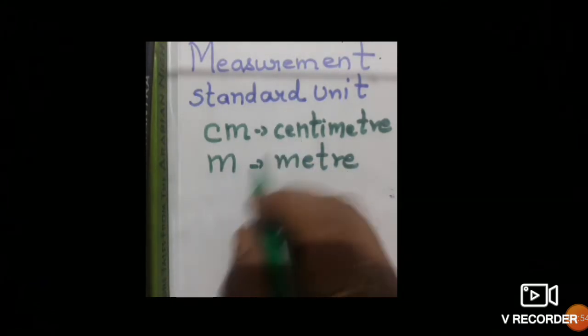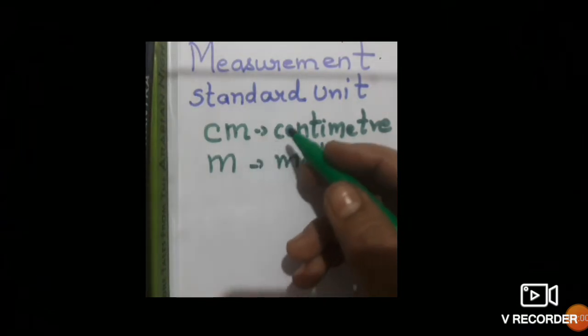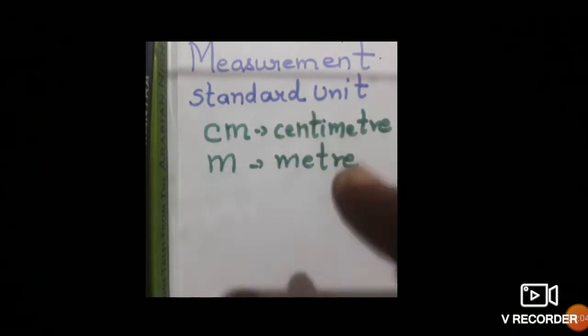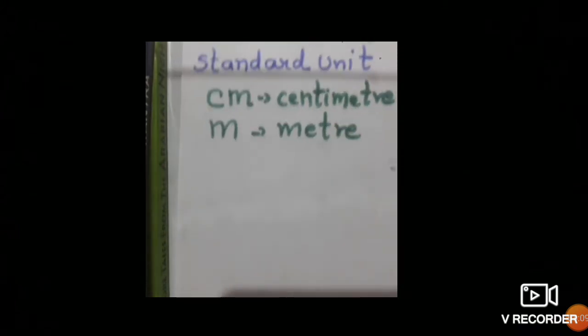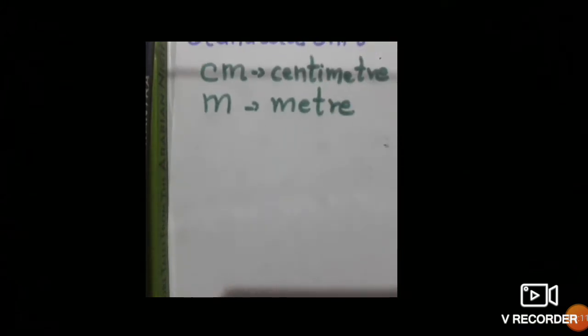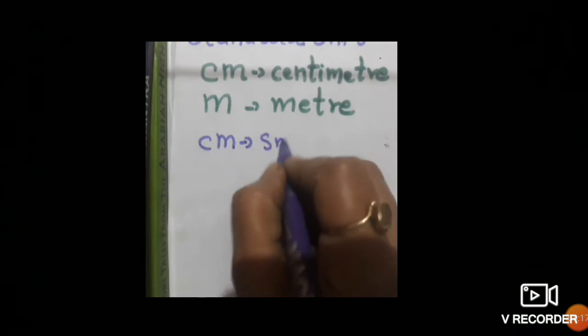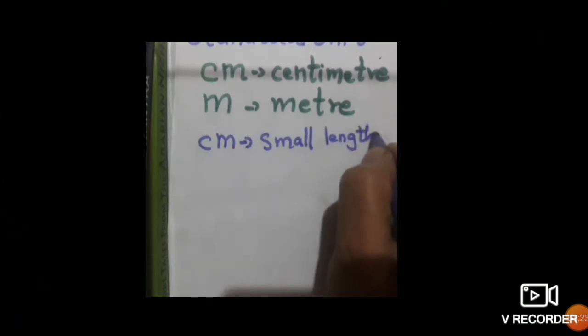I think you must have heard these words in your life, maybe when mama and papa are talking about some measurement. So meter, centimeter, you must have heard. Now please remember, we are going to use centimeter for measuring small objects, the objects of small length.